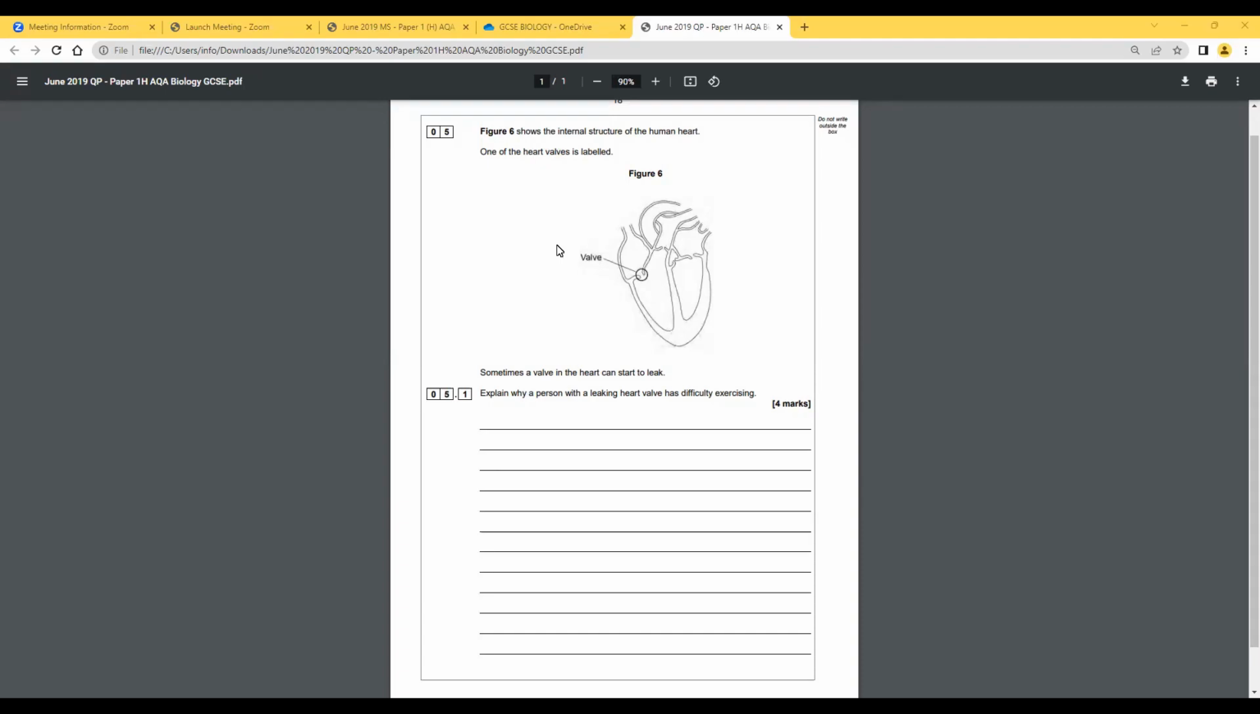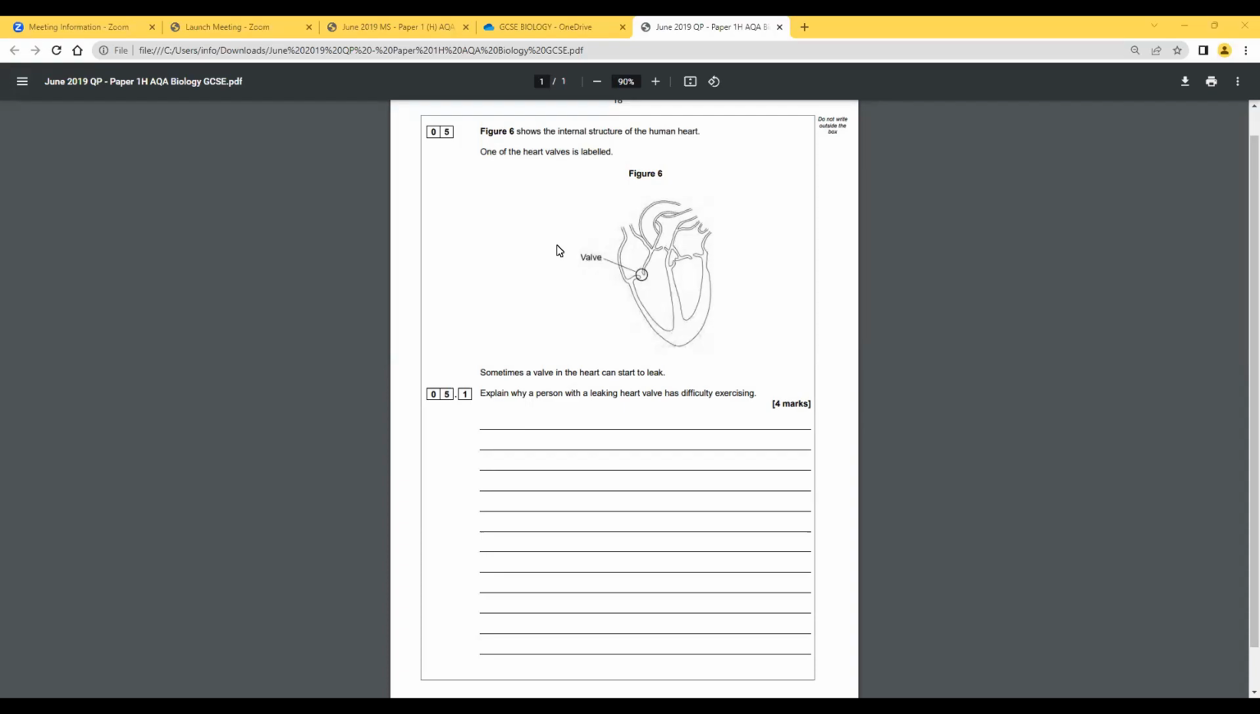And it says, Figure 6 shows the internal structure of the human heart. One of the heart valves is labeled, which they've labeled for us, and that's the valve between the atrium and the ventricle. So it's an atrioventricular valve. And it says, sometimes a valve in the heart can start to leak. Explain why a person with a leaking heart valve has difficulty exercising.